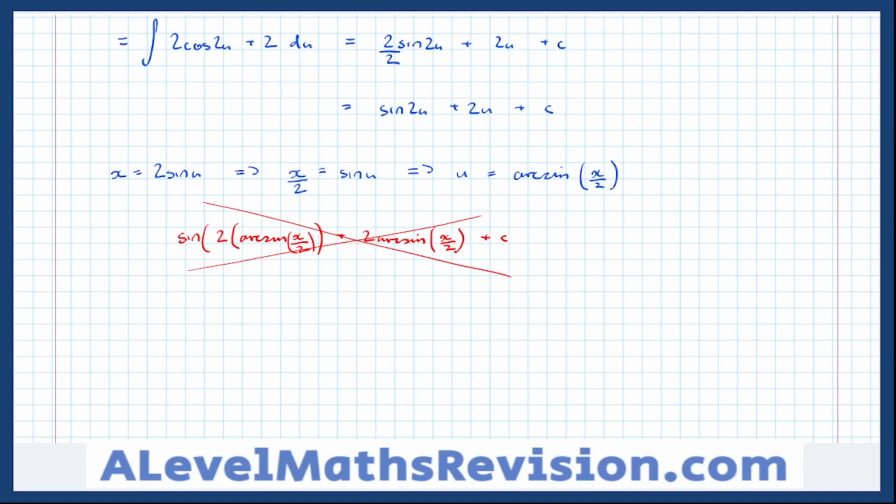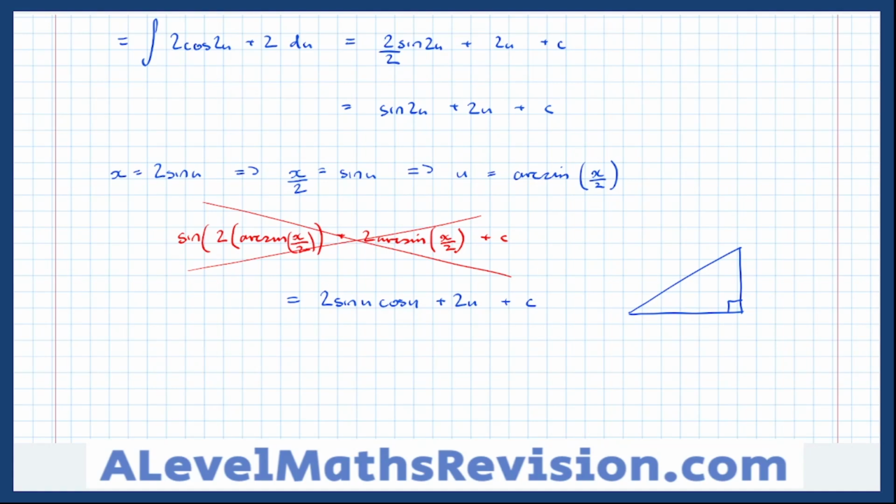So what we see there, we've got sine of 2u. So I would continue by saying equals, and I'm going to expand sine of 2u to 2 sine u cos u plus 2u plus c. And what we're about to do here is the clever part. So the substitution was x equals 2 sine u. I'm going to draw a right angle triangle now and use SOHCAHTOA. So sine u here we got was x over 2.